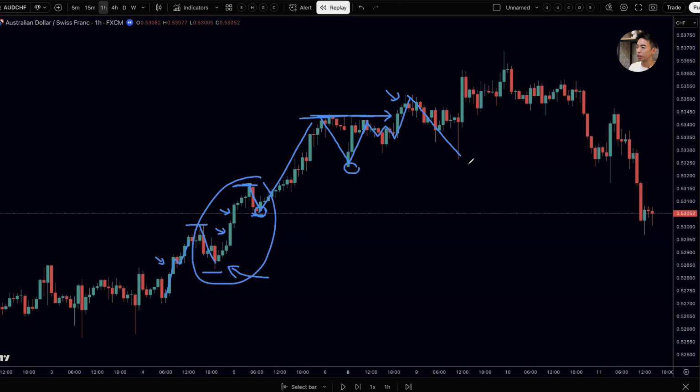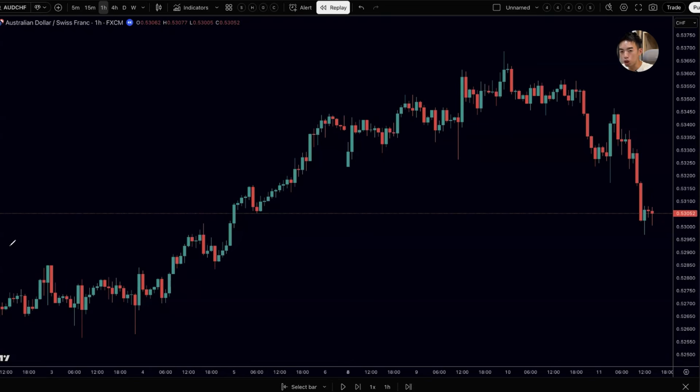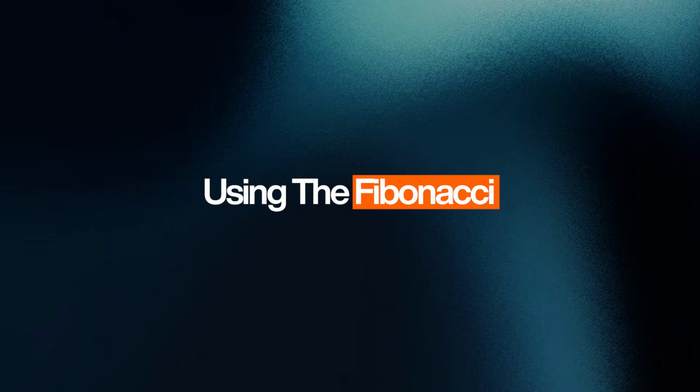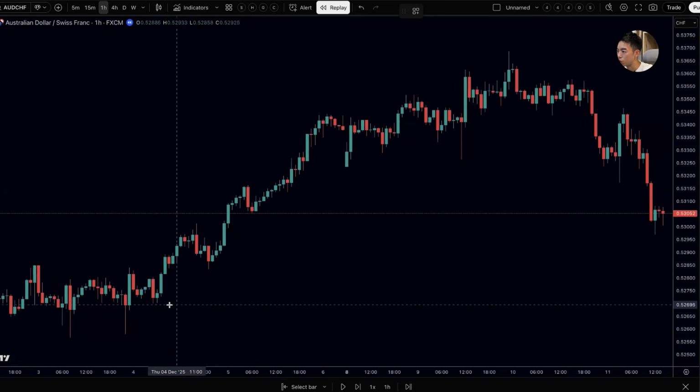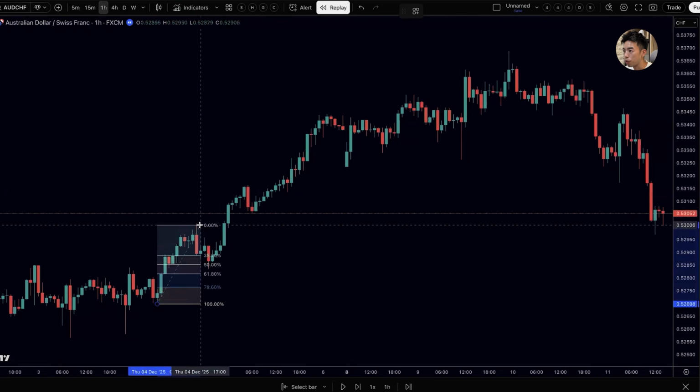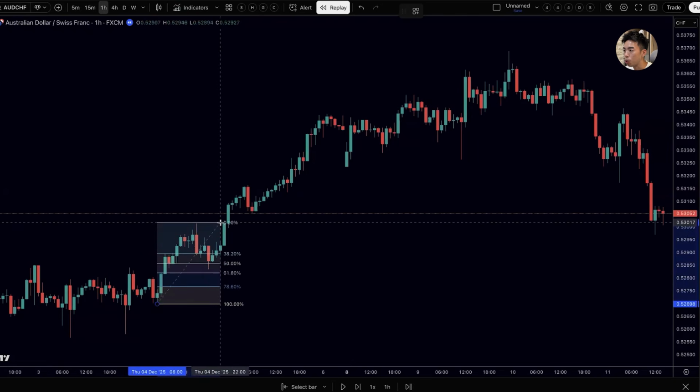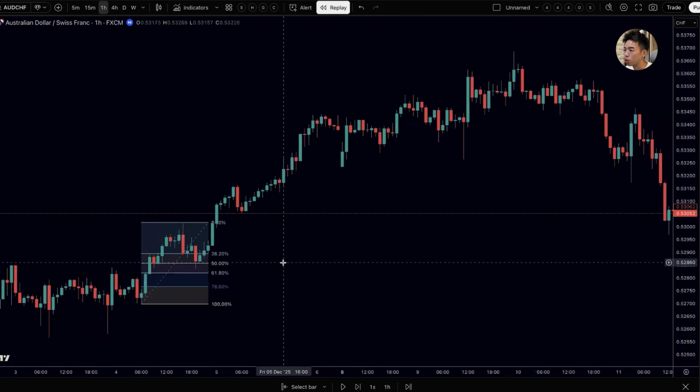Now, there are obviously other tools that you can use to really measure the pushes and the pullbacks and how strong or healthy your trend is. One of the easiest tools you can use is the Fibonacci, and this is how you can use it. Just mark out where the swing low started from and where it stopped. So it stopped right here, and look at the pullback. Right, this is pulling back to around 70%, let's say, and then we started to make new highs.